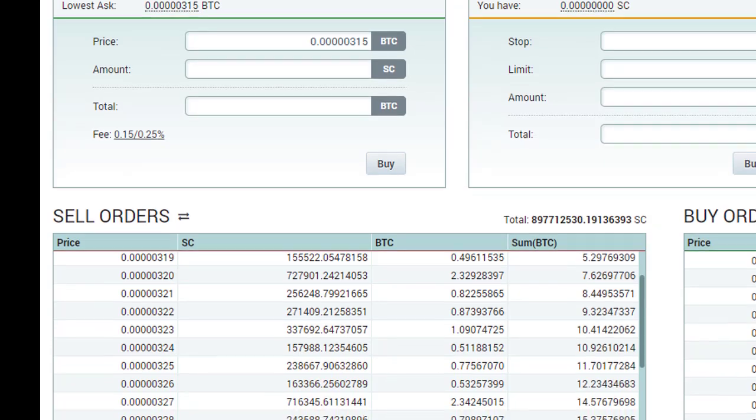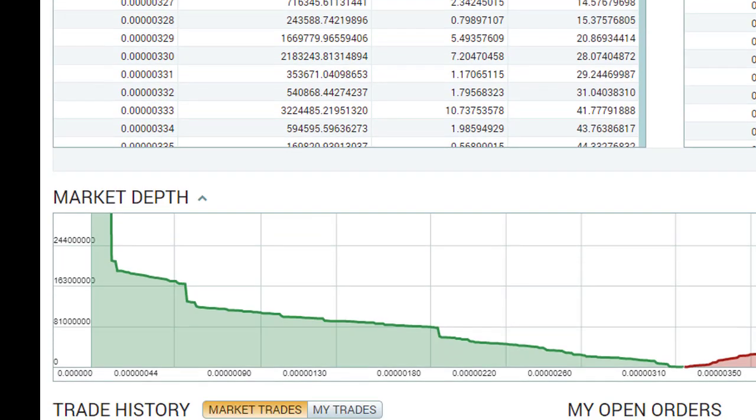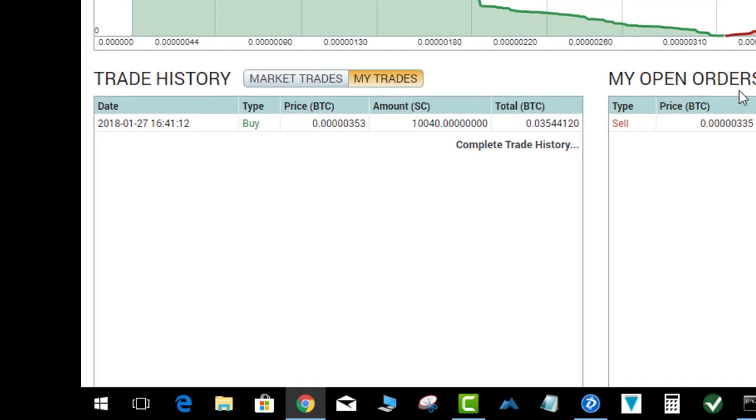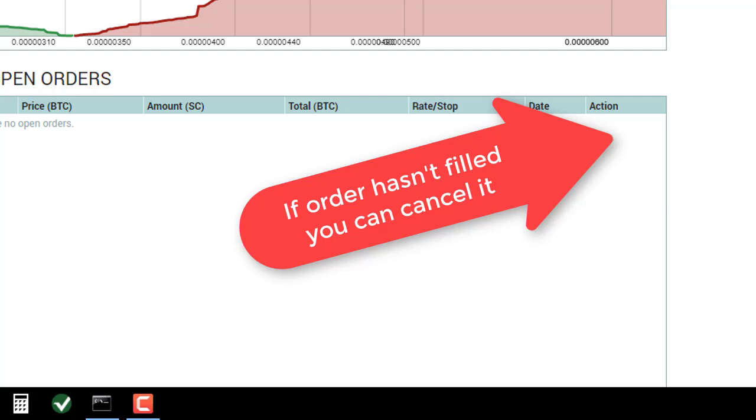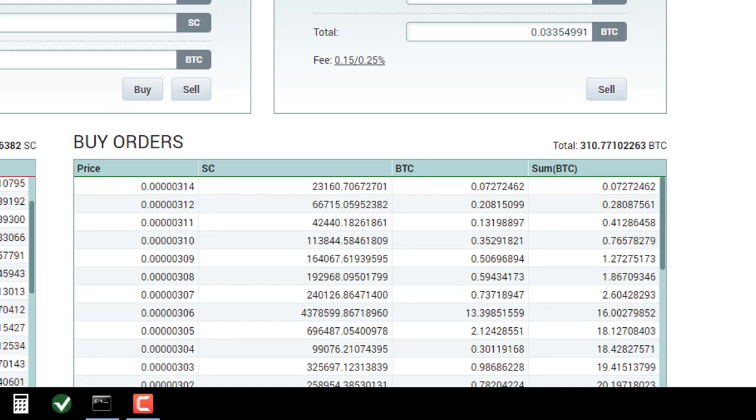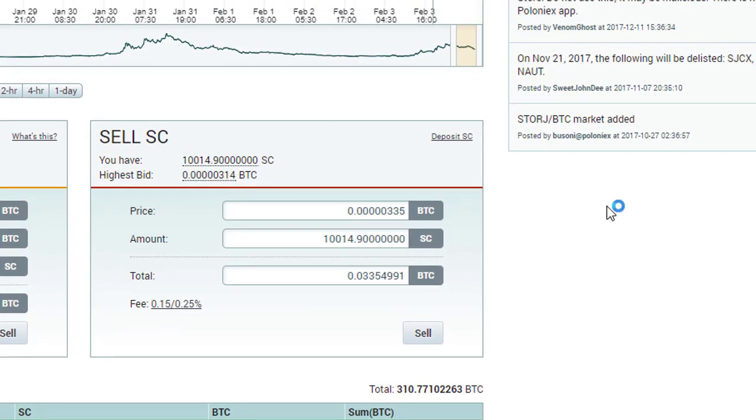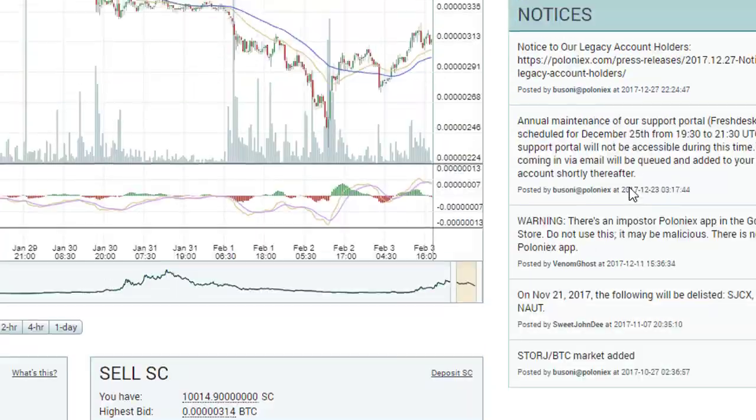So now, to cancel that order, if it has not executed, you see it shows up in the My Trades too. All I do is go down here and hit cancel. Simple. Now my coins appeared back here. So that's basically buying and selling.